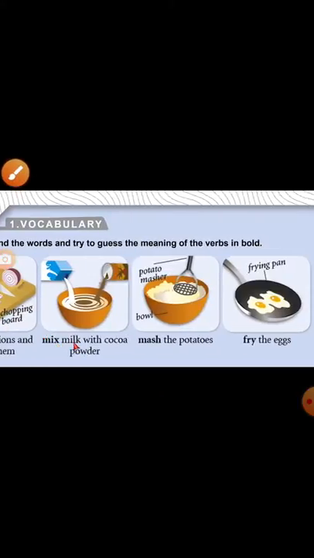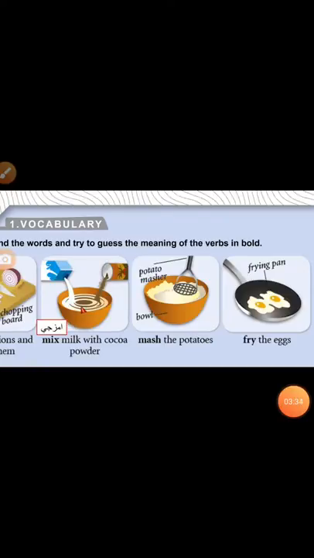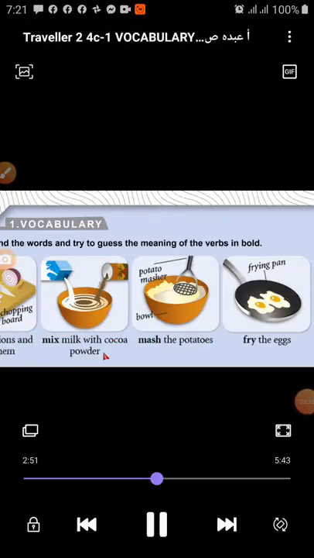You mix milk with cocoa powder. When you mix, you put two substances together and you make them one. You combine them. Cocoa powder is chocolate powder made of cocoa seeds. Mix. Repeat again. Mix. This is a verb.